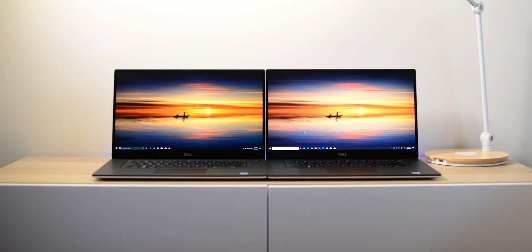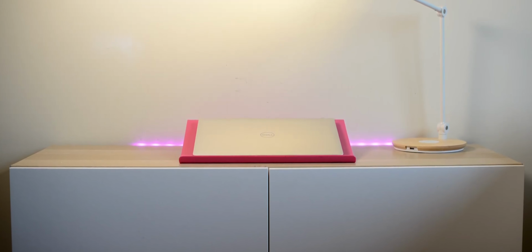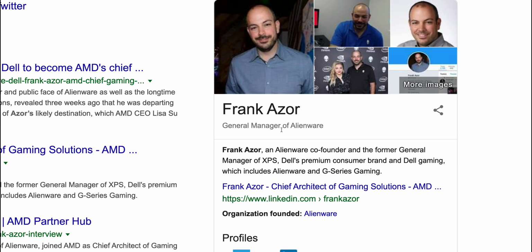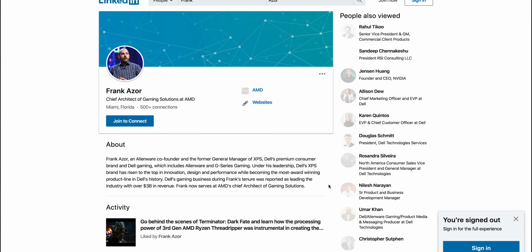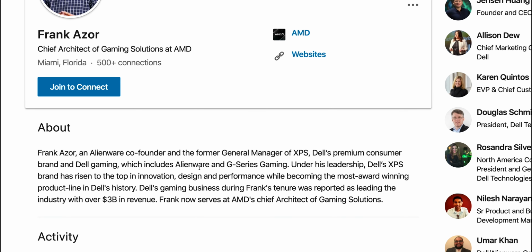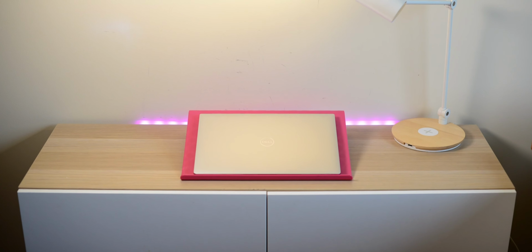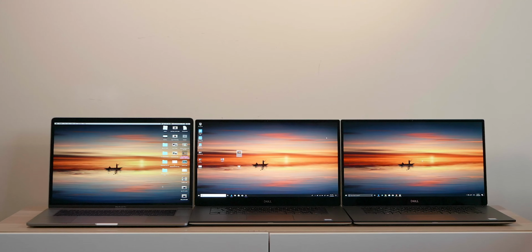Now, what are we expecting in the new version other than Comet Lake H, 10th generation CPUs, and an NVIDIA 1650? Well, here's the thing: a lot of things have changed. Frank Azor has left Alienware and he's gone to AMD. Call me crazy, but I reckon he'll be knocking on Alienware's door. If you don't know who Frank Azor is, he was the head of Alienware and head of XPS. He's gone to AMD now, heading up their gaming division. He's a C-level now, so he's chief gaming architect or something like that. But anyway, he's at AMD in their gaming division.